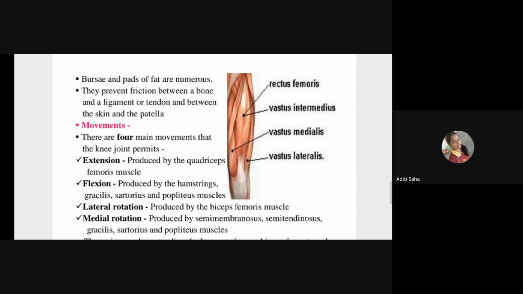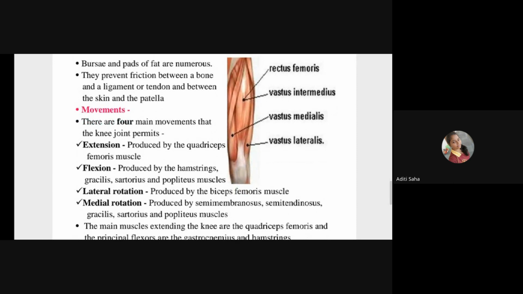So yes, lateral and medial rotation. I think you got the concept of lateral and medial rotation. Lateral rotation is produced by the biceps femoris muscle, and medial rotation is produced by semimembranosus, semitendinosus, gracilis, sartorius, and popliteus muscles.